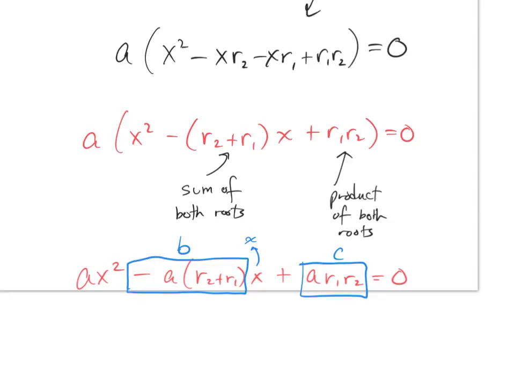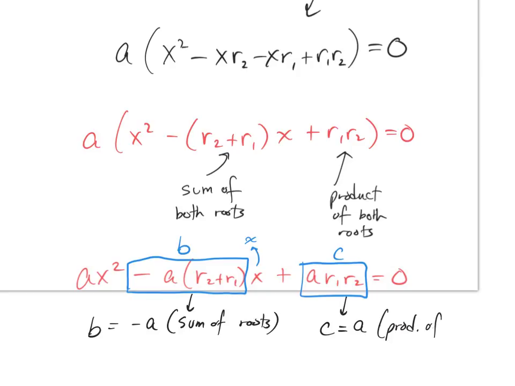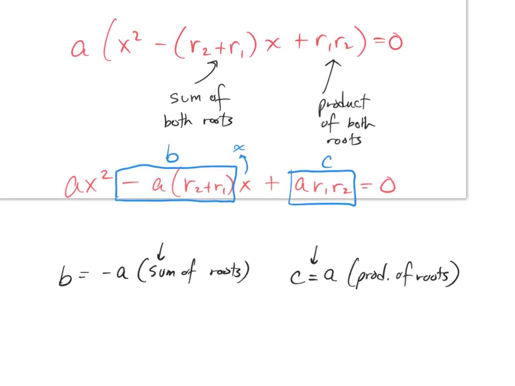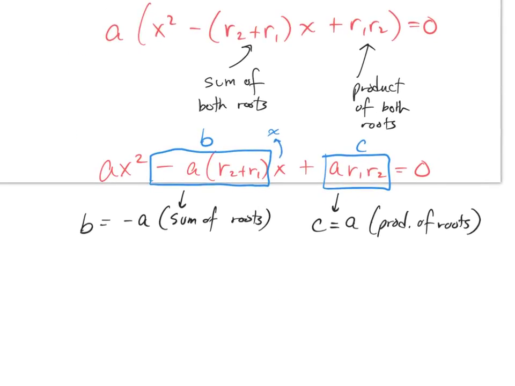So I could say to myself, well, inherently, b is equal to negative a times the sum of roots. That's what this is right here. And then from this statement, I could say, well, c is just a times the product of the roots. I promise we're going somewhere with this. Well, what does this enable me to do? I could solve for the phrase sum of roots.